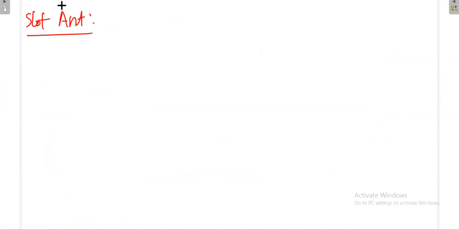Slot antenna is something similar to a lambda by 2 dipole antenna, but a lambda by 2 dipole antenna is simply like a conductor. Say for example, if your antenna shape is something like this, like a conductor, that is simply a lambda by 2 dipole antenna. If the length is lambda by 2, then it will act as a lambda by 2 dipole.